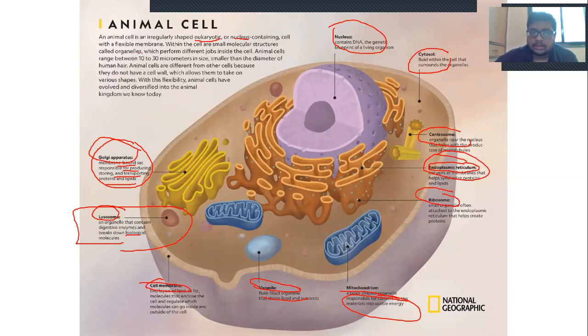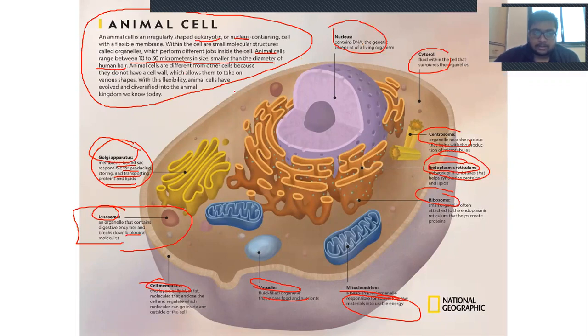Okay, so in all, an animal cell is a cell that animals have, and this is the structural and functional unit of an animal. Okay, and you must know these things carefully, and there are many other things inside this also. There's another fact that animal cells range between 10 to 30 micrometers in size, smaller than the diameter of a human hair. And with this flexibility, animal cells have evolved and diversified into the animal kingdom as we know it today. Yeah, that's true.